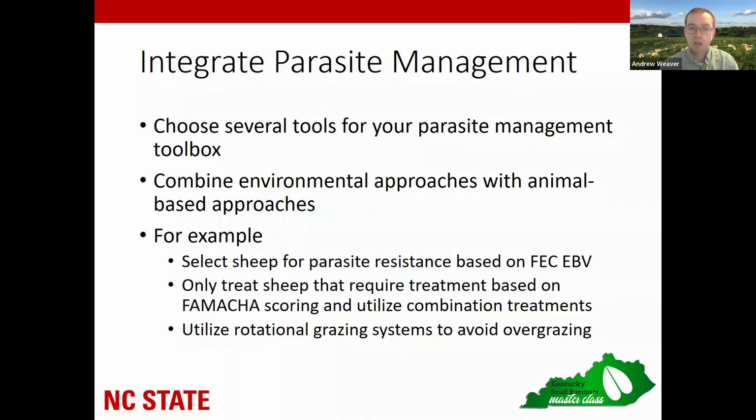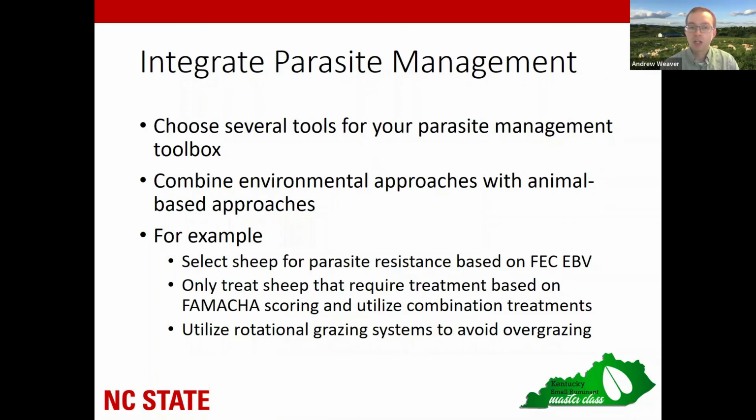For example, you could select sheep for parasite resistance based on their fecal egg count estimated breeding value. In addition to selecting for more parasite-resistant sheep through genetics, we could use targeted selective treatments and only treat those sheep that require treatment based on FAMACHA scoring. And then when we do have to treat those animals, utilize combination treatments. Those combination treatments will be more effective than utilizing a single dewormer alone.